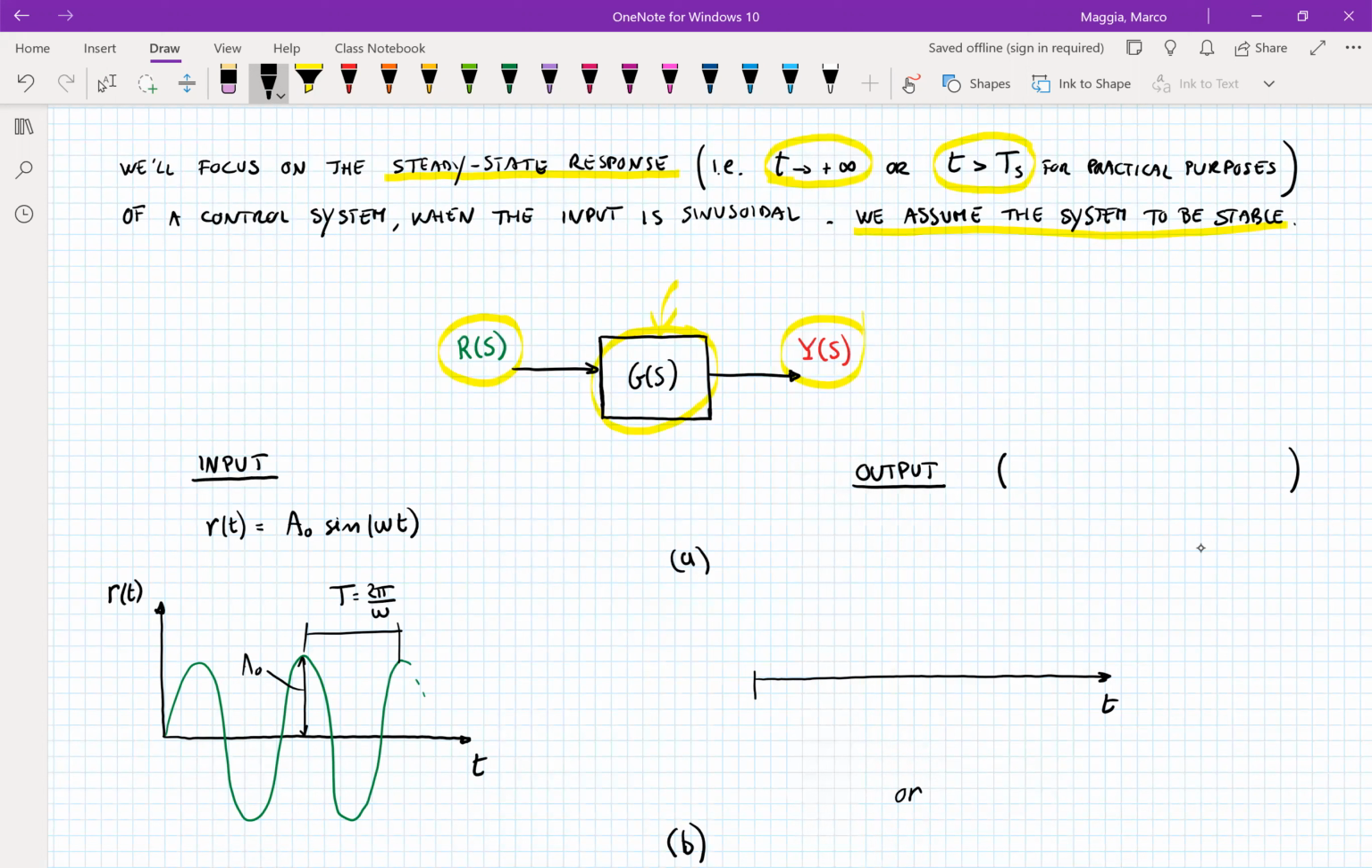Okay, so if we have an input that looks like this, the output can be of three kinds. And once again here, I'm considering the output for t that is sufficiently large, or for t that is greater than the settling time. So just before describing the output, you should already think, and please, I'm going to ask this question and you try to answer. I won't give the exact answer to the question, because I want you to try and think about it. Does the final value theorem apply when the input is sinusoidal? So does the output have a final value? Yes or no? Think about it.